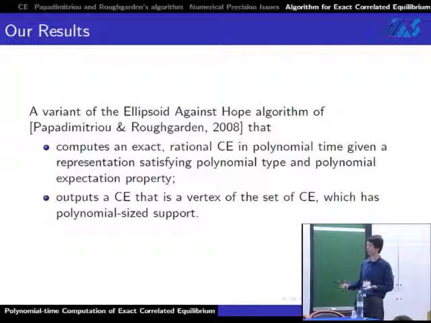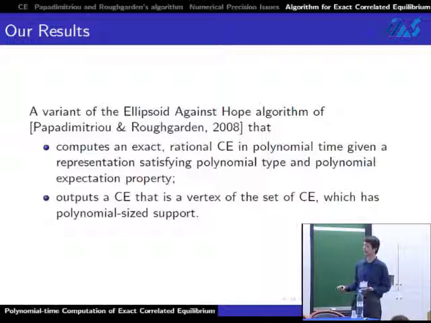And our algorithm is the first algorithm that actually computes a correlated equilibrium with polynomial size support. So why would we want to find such a type of solutions? One is because these have a simpler form than the one before, where it's a polynomial number of mixed strategy profiles. Here it's a polynomial number of pure strategy profiles.